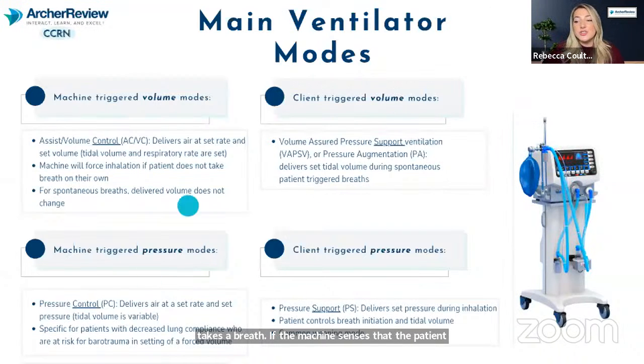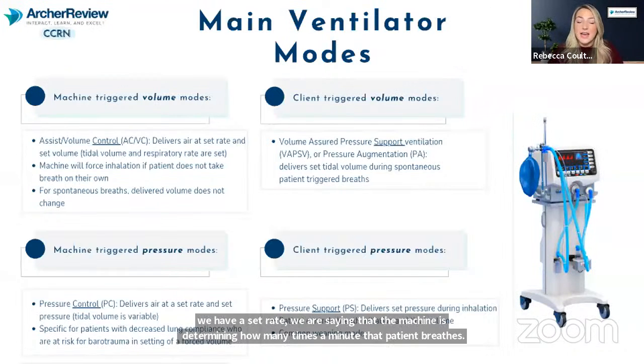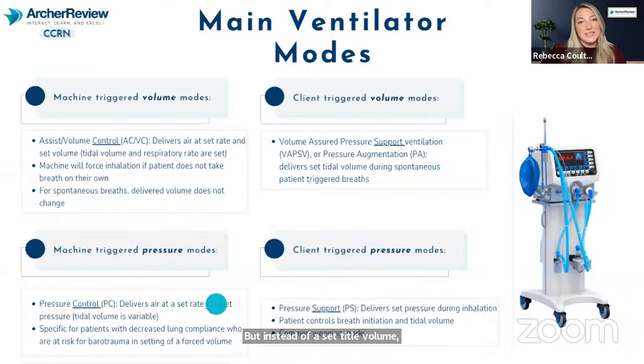Now, we do have machine triggered pressure modes, and this is known as pressure control. And this is where we're setting the rate. Anytime we have a set rate, it is a machine triggered mode. If we have a set rate, we are saying that the machine is determining how many times a minute that patient breathes. But instead of a set tidal volume, we're going to use a set pressure and say, I'm not going to tell you to take 250 mLs. I'm going to give you 10 or 15 of pressure, and your tidal volume might vary in response to that.